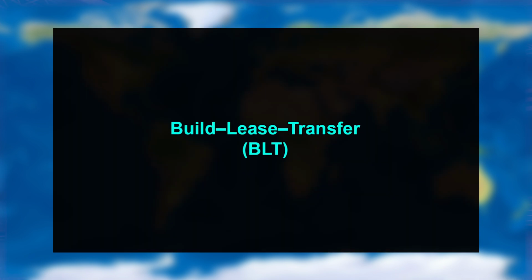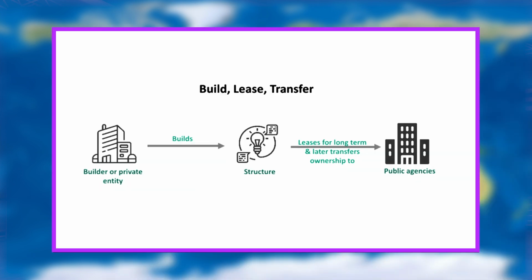The next is build, lease and transfer, which we generally call as BLT. Under BLT, a private entity builds a complete project and leases it to the government. In this way, the control over the project is transferred from the project owner to the lessee. After the expiry of lease period, the ownership of the asset and the operational responsibility is transferred to the government at a previously agreed price.